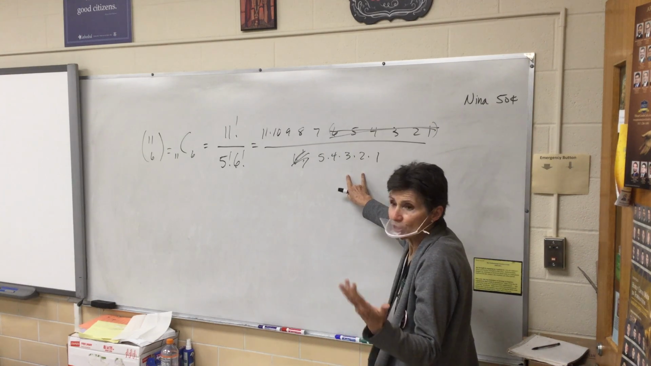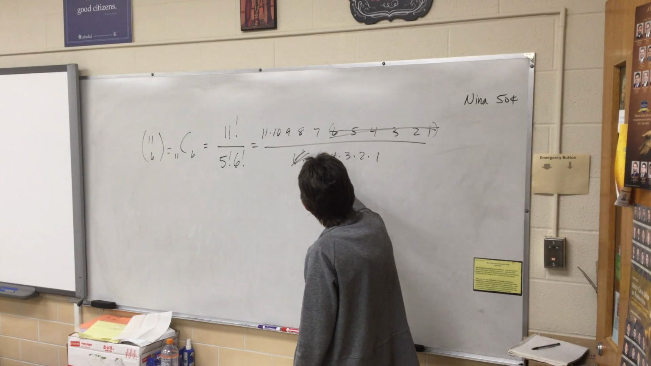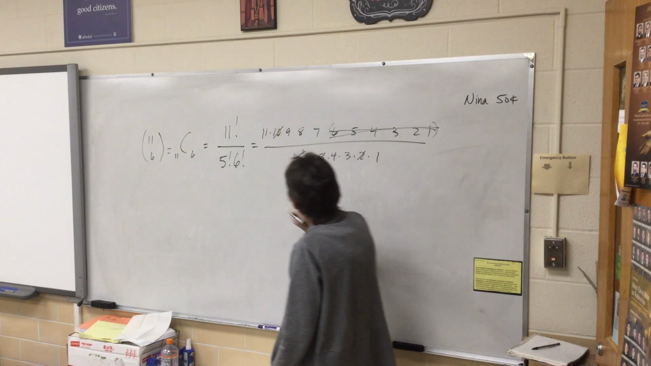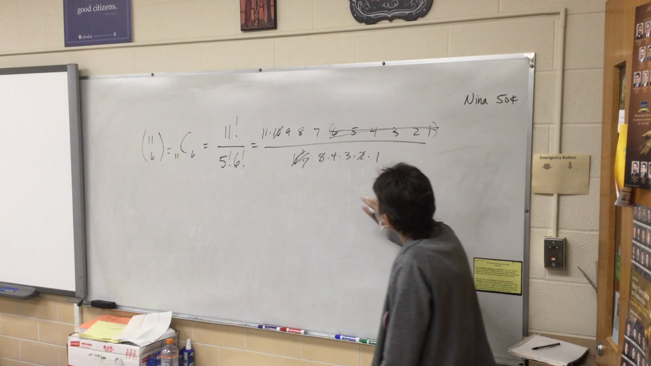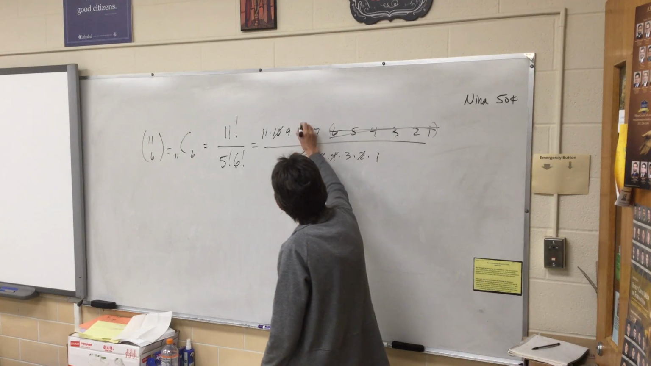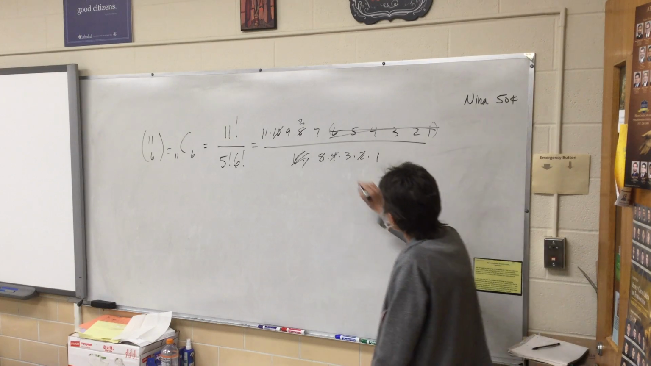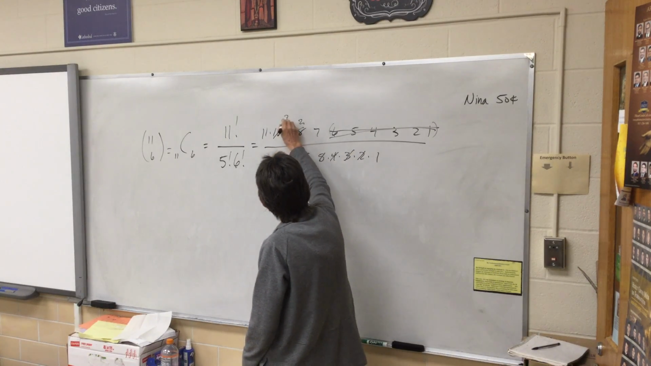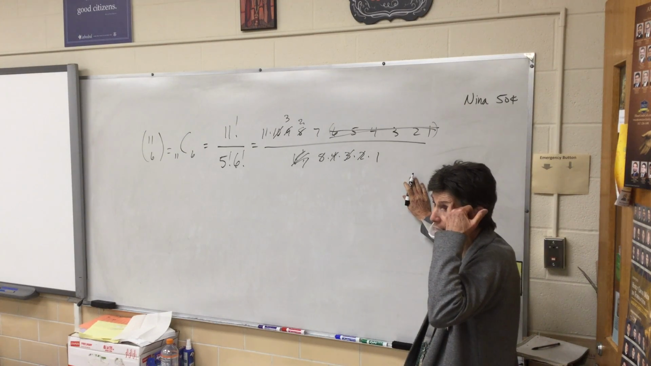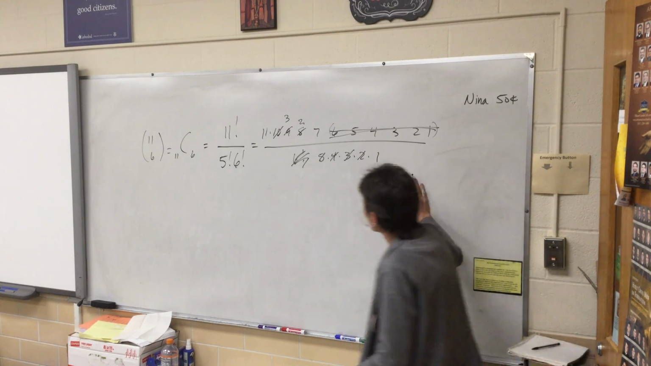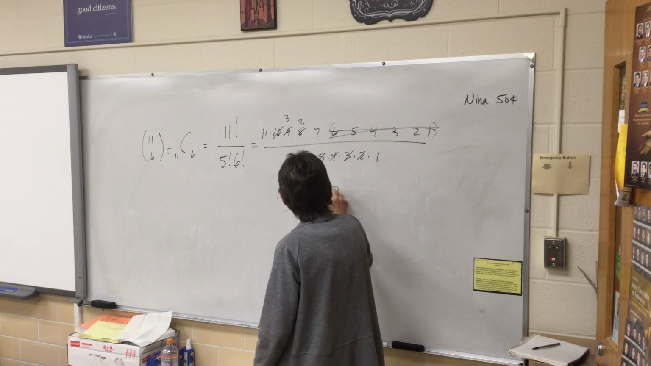Okay, now you're just going to start canceling, right? So 5 times 2, we'll take out the 10. 4 will go into 8 twice. And 3 will go into 9 3 times. So my whole denominator has canceled, and it always will. And I have left an 11, a 3, a 2, and a 7.